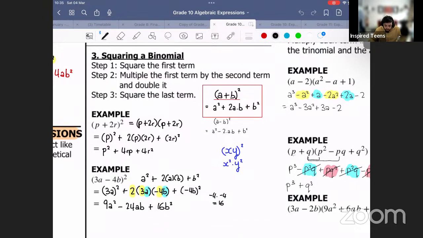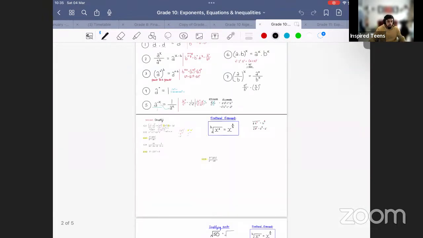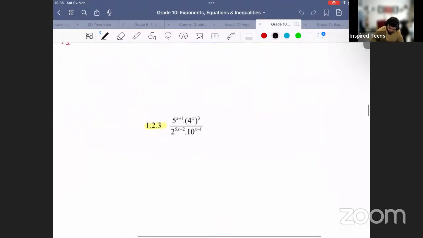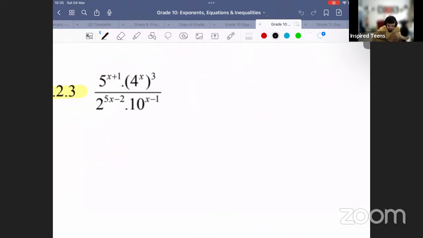If you're going to distribute it, that's fine. Then you just do what is called first, outer, inner, last, FOIL. So these questions, right? They look complicated, but you can break them down. Let's work with our 5 to the x plus 1. As long as you know all your exponent rules, you are fine. Yeah, you guys are in grade 10, I know, sorry. Okay, so as long as you know all your exponent rules, you are fine.